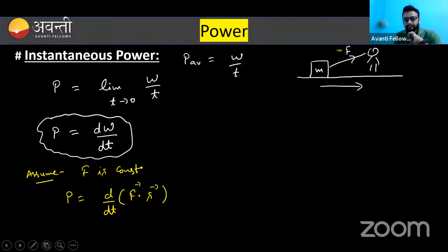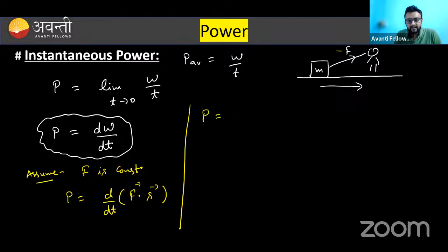Is it clear now? And what I'm saying is that the force is constant. In that situation, P can be written as, force can be taken outside the differentiation, F ds over dt. What is s here? s is the displacement. And displacement ds over dt is what? Velocity. So P will become F dot V.